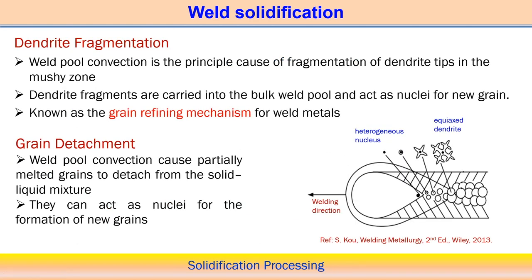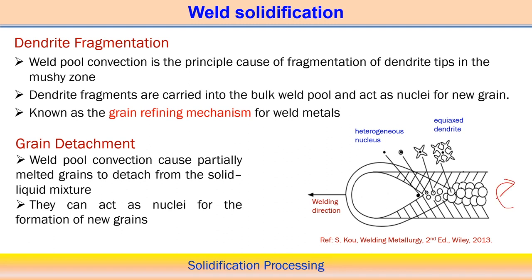One is the dendritic fragmentation. Whirlpool convection, the high convection current, is the principal cause of the fragmentation observed. The convection current tries to interrupt the further growth of the dendrite, and fragmentation occurs at the dendrite tips, and that occurs in the mushy zone. Then the fragmented dendrites are carried by the bulk metal, the weld pool metal, and act as nuclei. So the fragmented dendrite is carried along due to the convective current of the liquid metal within the weld pool, and the new grain usually forms from the fragmented dendrites. This is usually known as the grain refining mechanism.